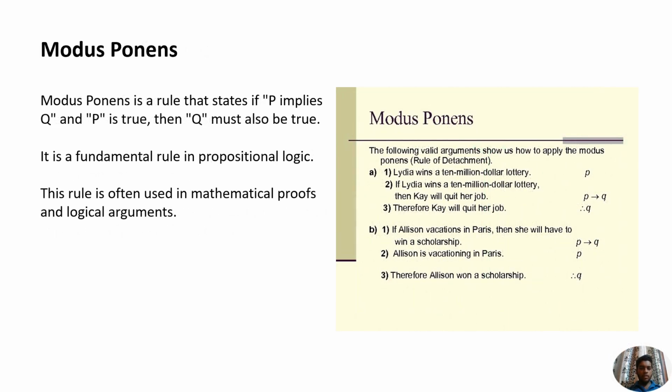Moving on to the next, modus ponens. Modus ponens is a rule that states if P implies Q and P is true, then Q must also be true. It is a fundamental rule in propositional logic. This rule is often used in mathematical proofs and logical arguments.